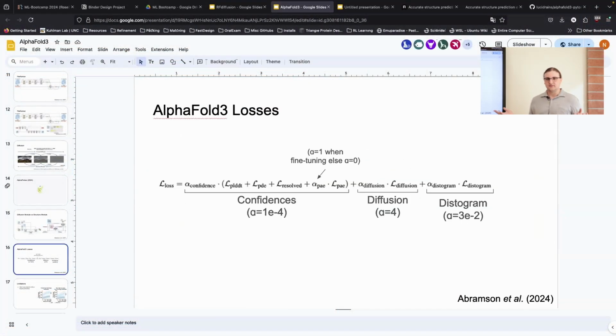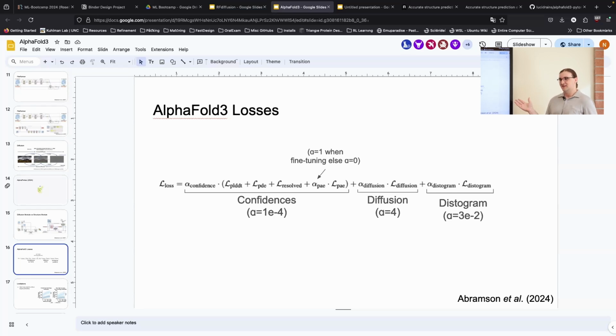The losses are quite similar to AlphaFold2. However, we swap some of them. For example, we swap the FAPE loss for this diffusion-based loss, so it's really just trying to recapitulate the ideal denoising step. It's essentially what the diffusion loss is doing. It has a similar histogram loss on the pair representation, and then some confidence losses just to make sure that the model knows how much error is in its output and can estimate that error.